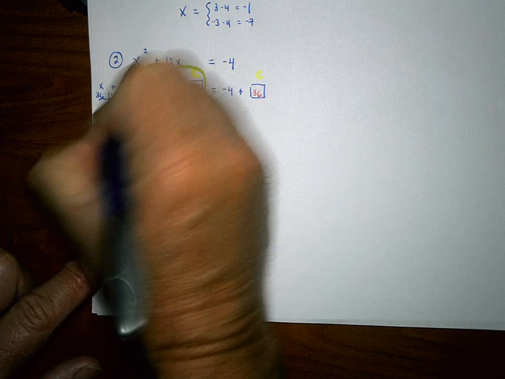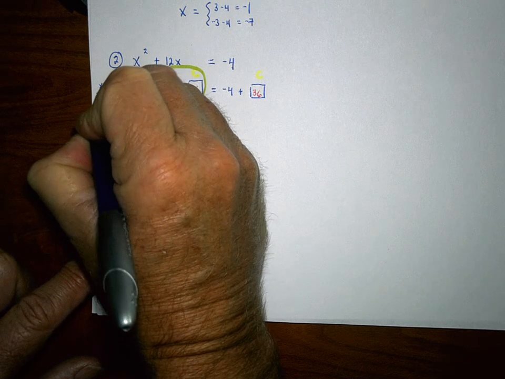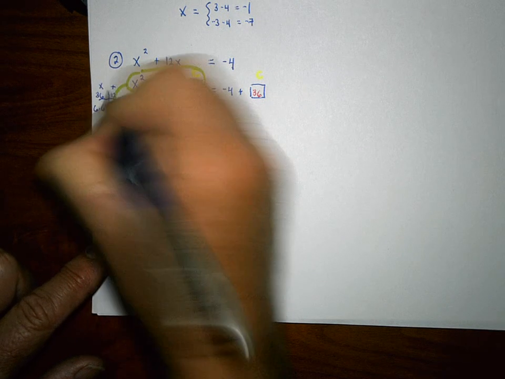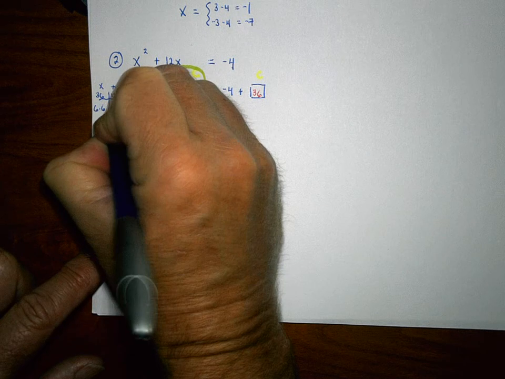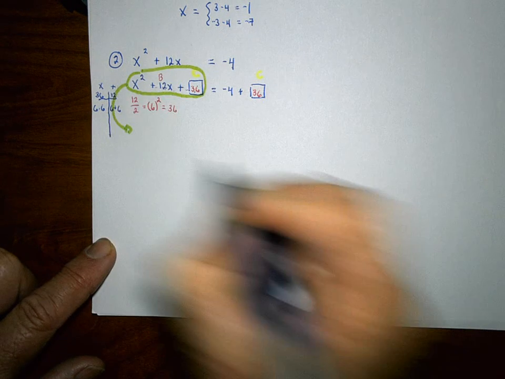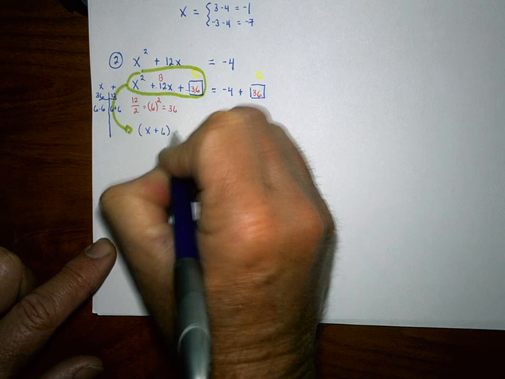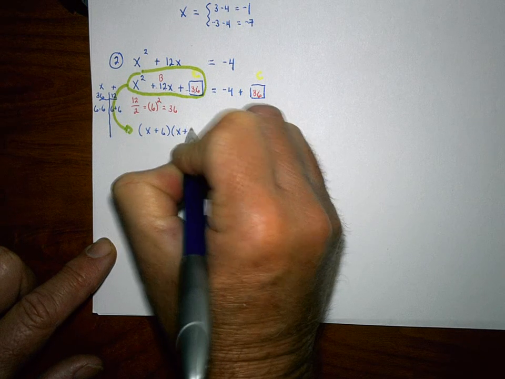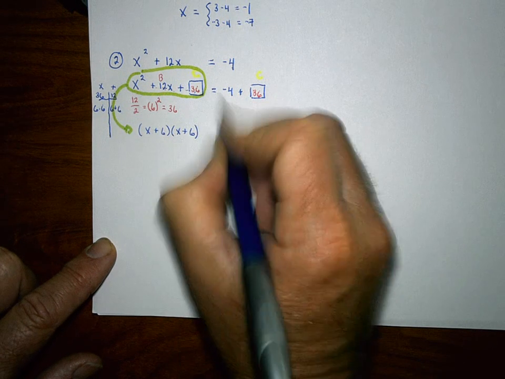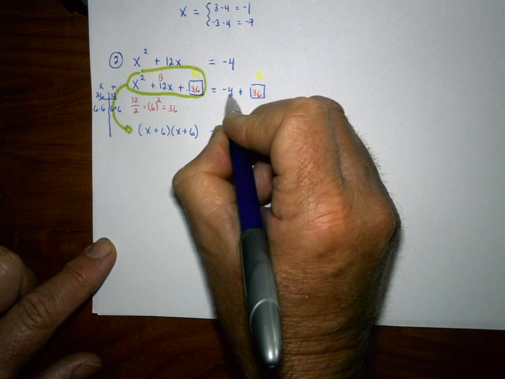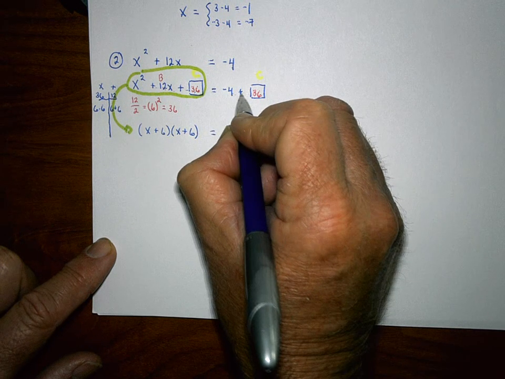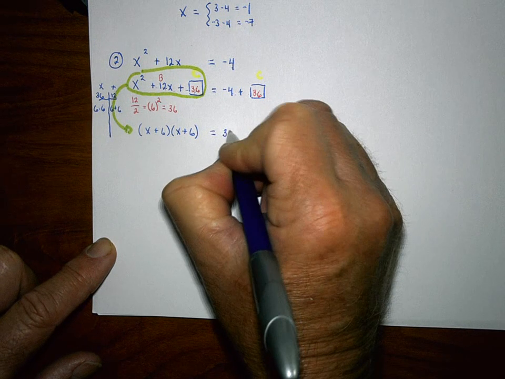Well, I'm going to skip writing all the pairs and just go to, I know that 6 times 6 is 36, and 6 plus 6 is 12. So that means my two factors are x plus 6 and x plus 6 for x squared plus 12x plus 36. And that's going to be equal to, negative 34 plus 36 is 32.